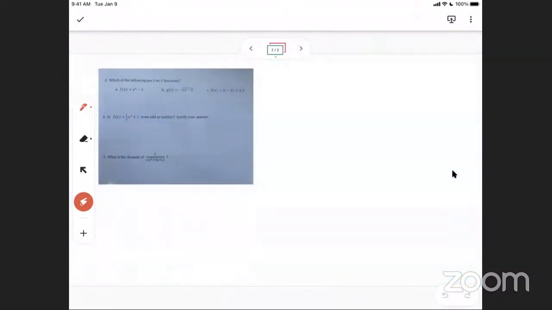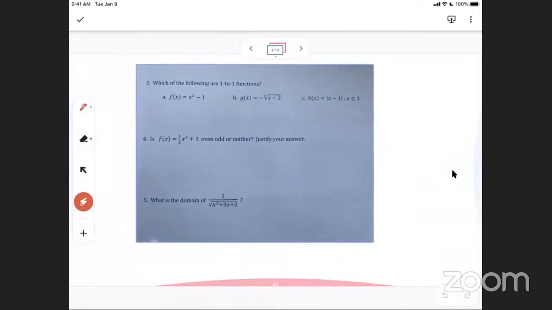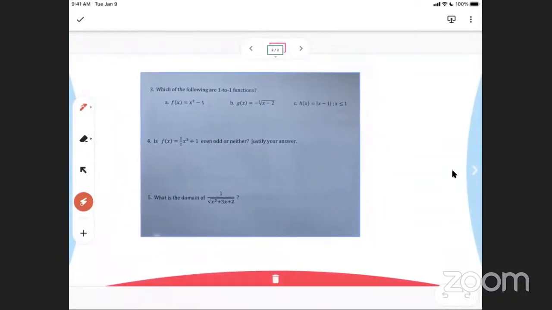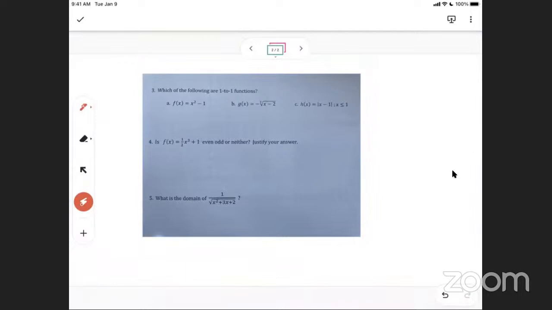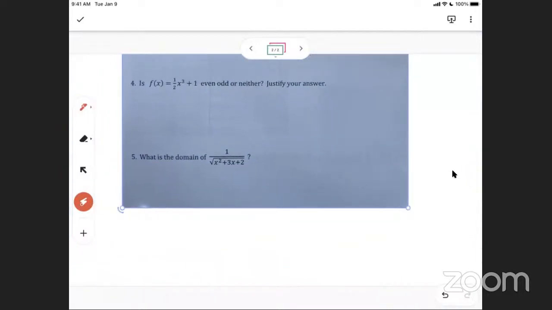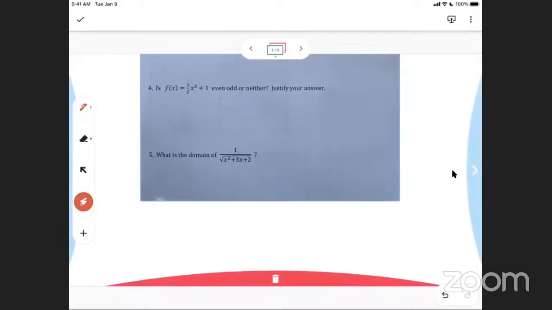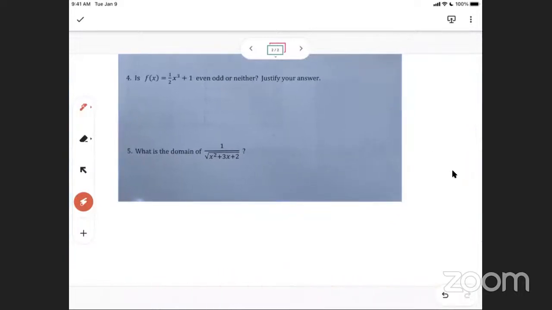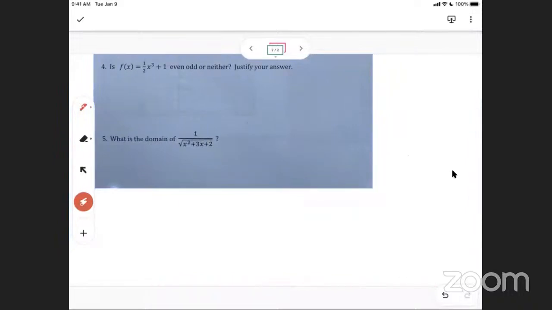All right, next. Which of the following are 1 to 1 functions? I think that's the one we just did. We did. Is that even, odd, or neither? All right, so even, odd, and neither. Let me cut to the chase and show you the shortcut.